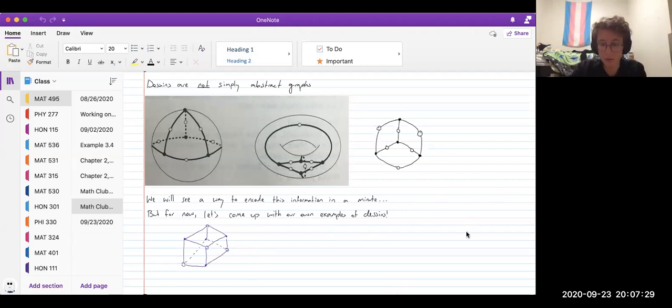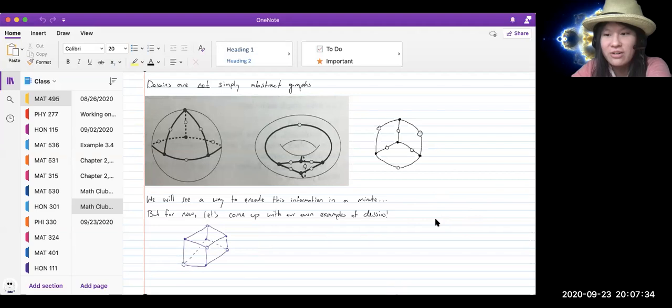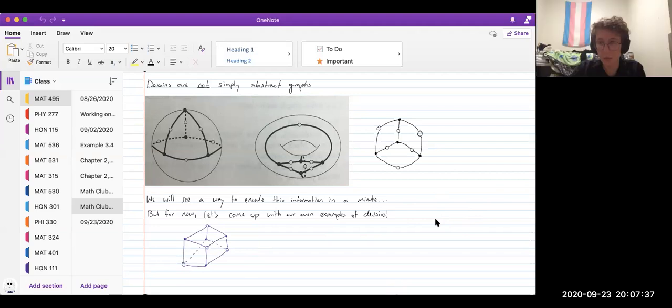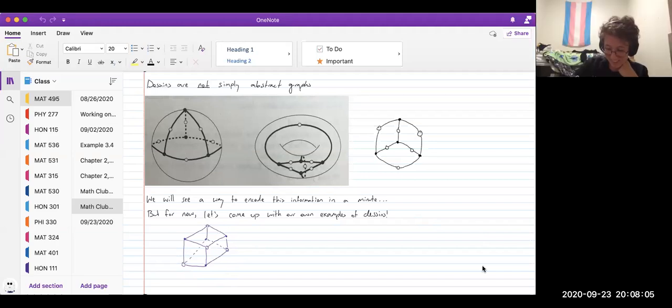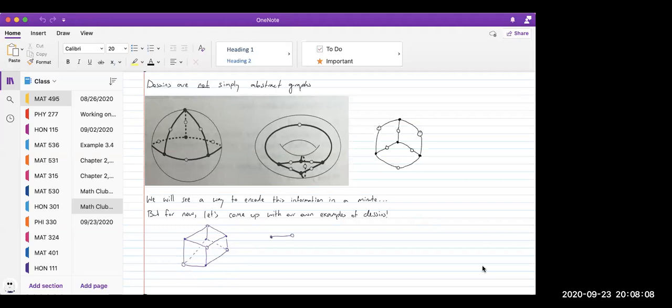Does anyone else want to say anything before I move on? Do they have to be planar? No, they do not. They just have to be on a topological surface. Theoretically, the simplest one is just a filled dot and a non-filled dot connected by a line. Yep, you can have that.